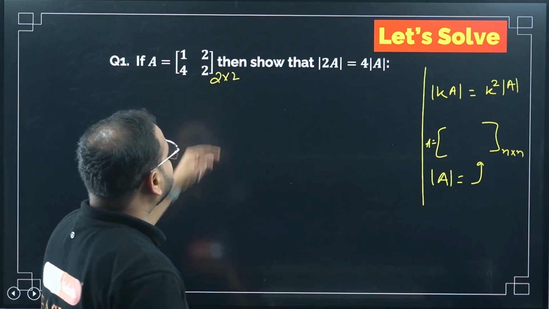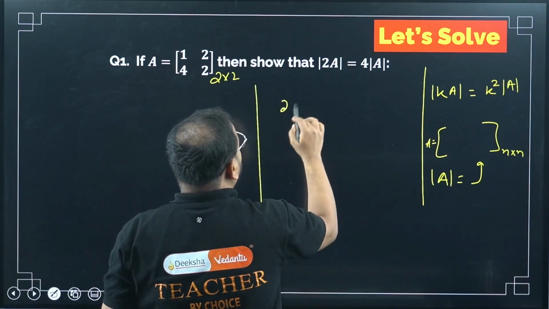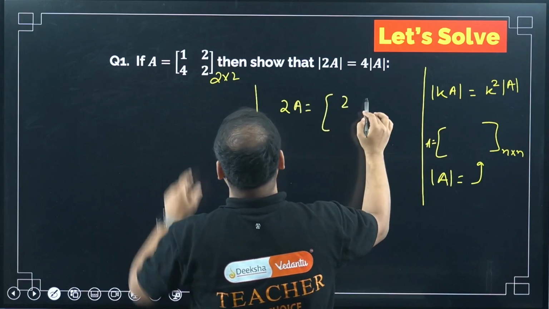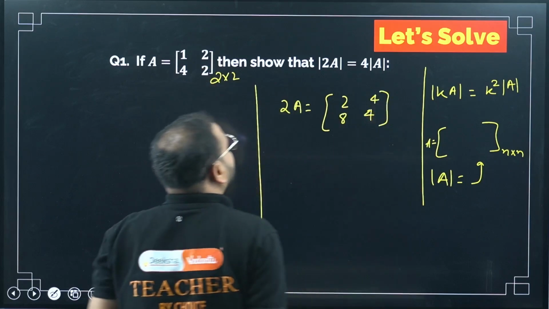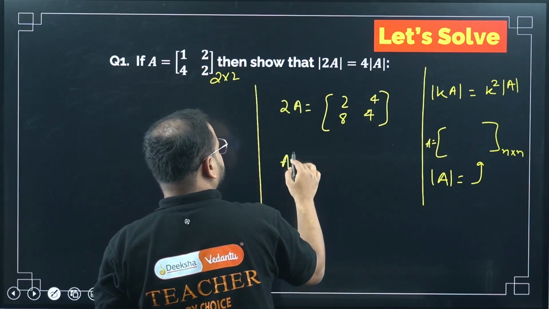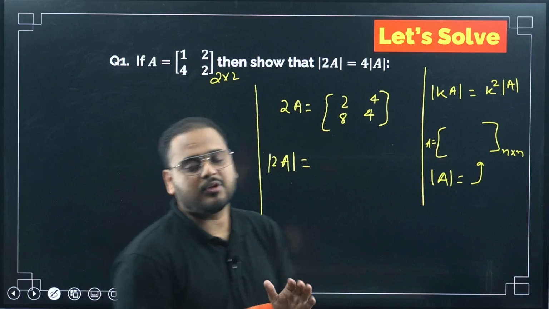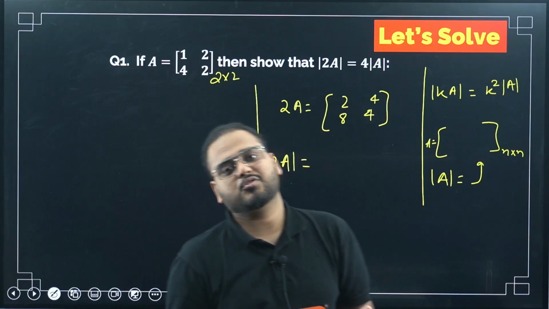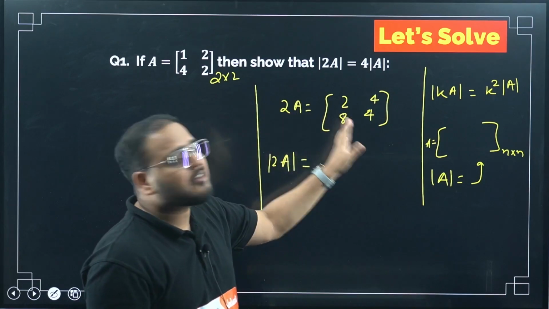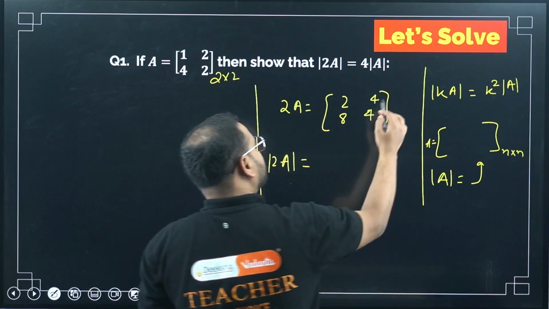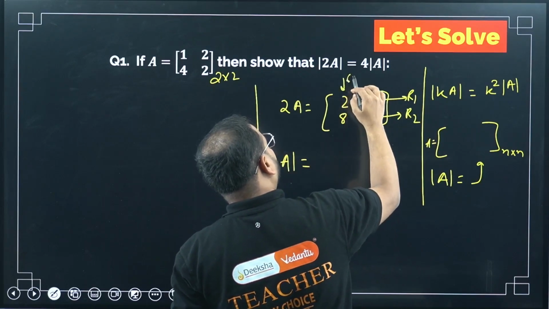Let's quickly find 2A first. My 2A would be given by 2 times 1 which is 2, 2 times 2 is 4, this is going to be 8, and 4 again. Now how do you find the determinant of this? I'll give you the approach right now, for a 2 cross 2 matrix, a 3 cross 3 matrix, for any matrix we can find the determinant. Just understand this: we can find the determinant across any row, either row 1 or row 2, or column 1 or column 2.